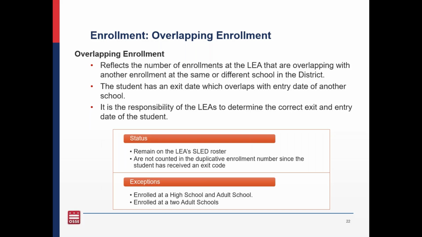And so the status will remain on the LEA SLED roster. It's not counted in duplicative enrollment numbers since the students have received an exit code. There are some exceptions to that. For example, if a student is enrolled at an adult school and a high school, or students that are enrolled at two adult schools, these are exempt because the student is permitted to have enrollments at adult schools. You can have a high schooler attending adult school for either credit recovery, or they're receiving additional adult programs. So those are valid.